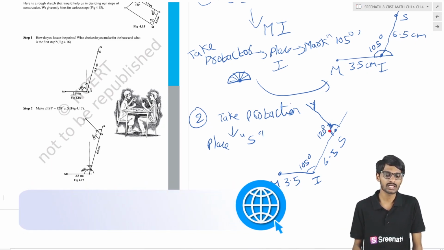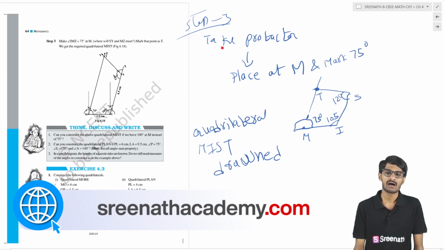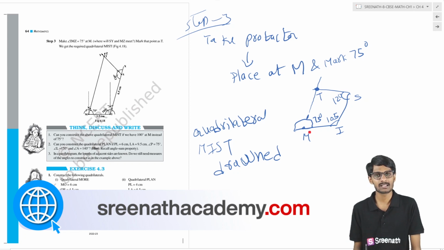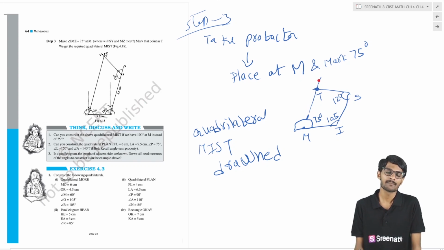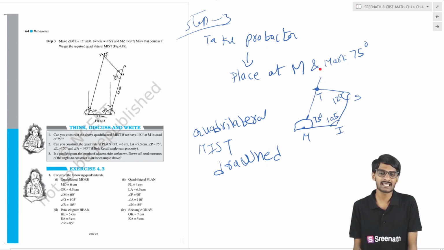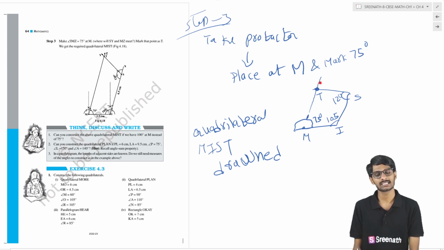After marking that, you have taken the protractor again and come to the point M, and placed the protractor there. You have three angles, and you have used two angles. The third angle is 75 degrees, and from it you have drawn a line segment. This line segment and the previous line segment will intersect at one point, and that point is T, the required fourth vertex of the quadrilateral.